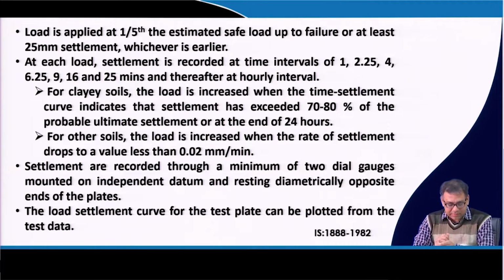But for the other types of soil, if the settlement rate is less than 0.02 millimeter per minute, that means for a particular minute you are getting less than 0.02 millimeter settlement, you stop there. Then you apply the next increment of load, and so on. So, for sandy soil, the duration of the test will be less compared to clay soil, as expected. Okay. For settlement we have to use a minimum of 2 dial gauges, placed at 2 opposite corners of the plate, and the average of these 2 dial gauge readings will give you the settlement of the plate. So, ultimately we will plot the load settlement curve from this test.